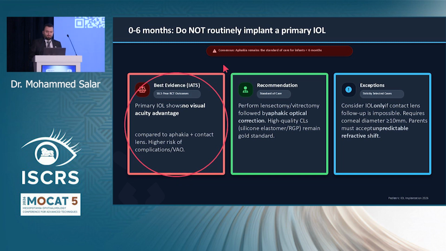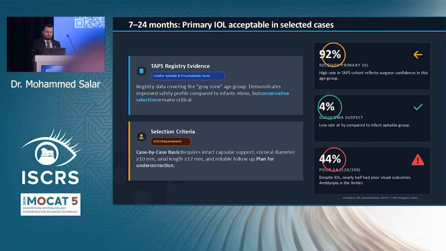To begin with, from 0 to 6 months, we routinely recommend keeping the patient aphakic without implanting an IOL, because primary IOL shows no visual acuity advantage at this age, and all the recommendations from studies are to keep the patient aphakic in the first 6 months. From 7 months to 24 months, the recommendation is also to keep the patient aphakic. This is called the gray zone. We can strictly keep the patient aphakic. We have strict criteria for implantation in this age group.